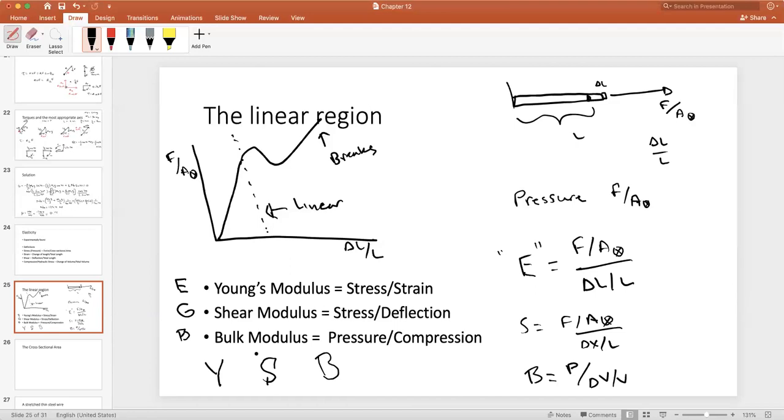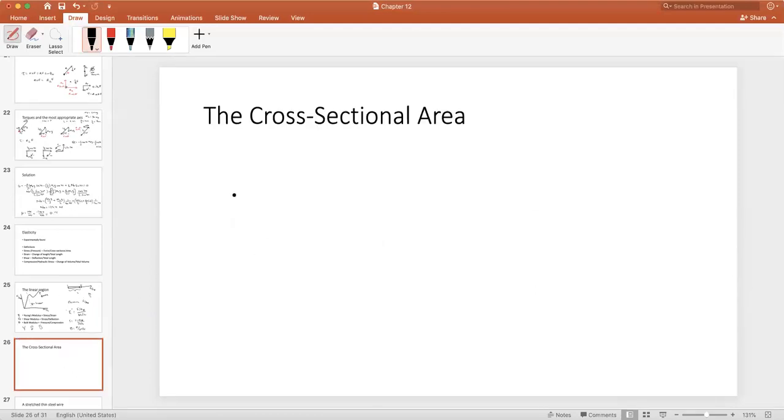So really what this boils down to is if you're given, say, a force and a cross-sectional area and a change in length and a length, and you're told to find Young's modulus, or you're given the cross-sectional area and the change in length over the length and Young's modulus for something like steel, and you're asked to find the force. We'll do a couple of those so you see. But the first thing I need to make sure that you remember is cross-sectional area.